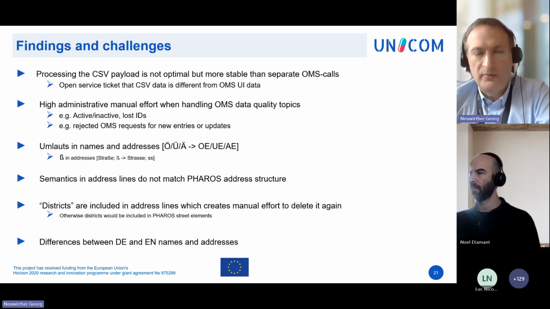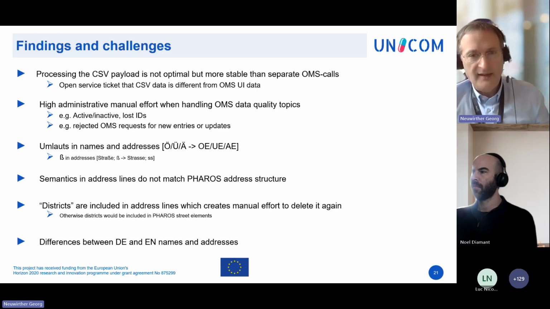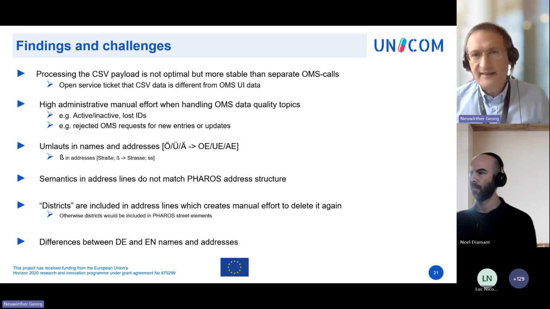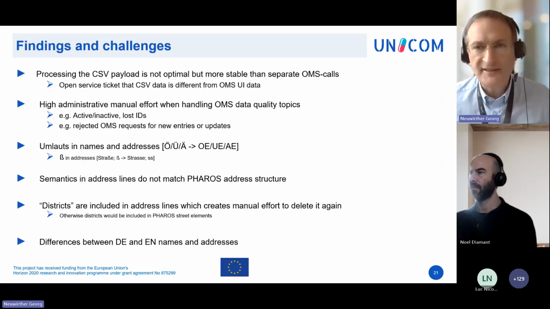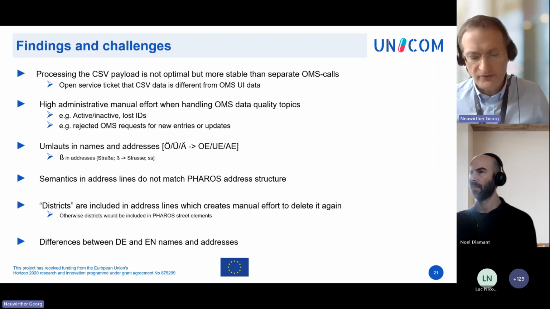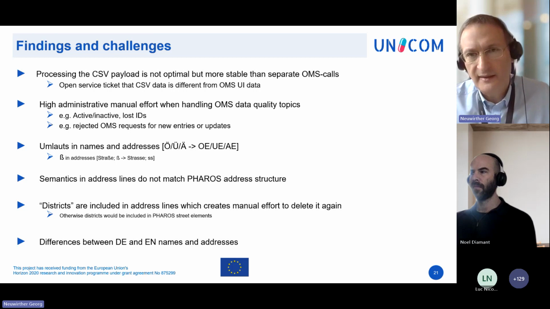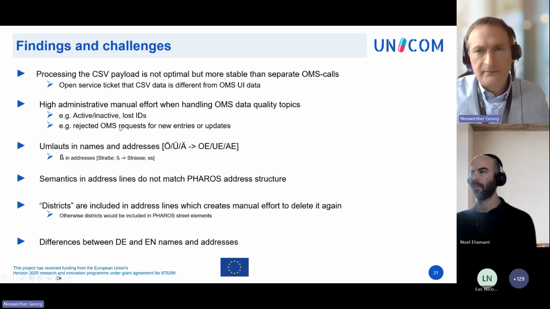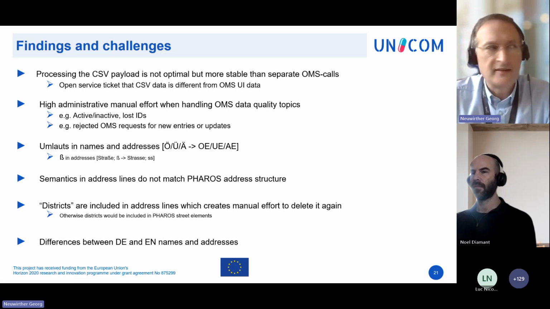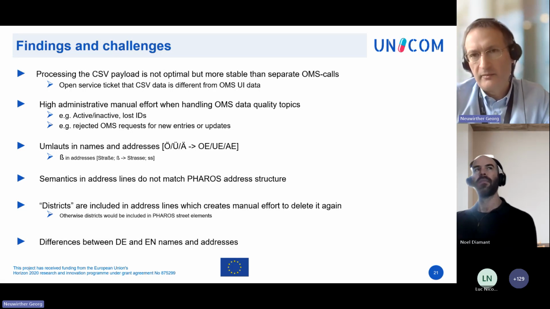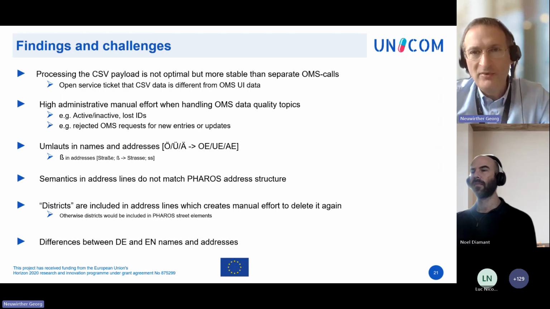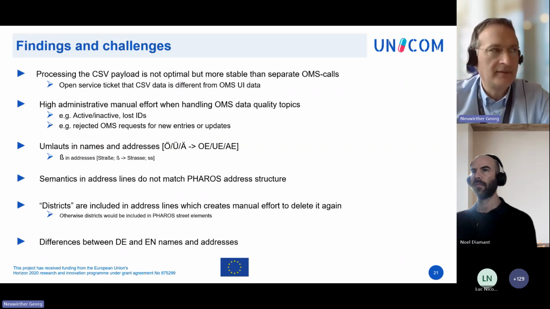We have high administrative effort in dealing with OMS data quality. So this is nothing UNICOM specific. We know this from stakeholders, externals giving us this information. I think EMA is also aware of this and trying to deal with this topic with a key user group, but it's still a lot of effort for our business colleagues in this department to follow tickets, to follow rejected requests, etc. I don't want to go into much more detail today. Then, of course, umlauts, so you see it here in the item, are always challenging.